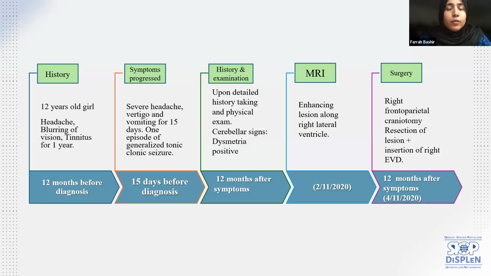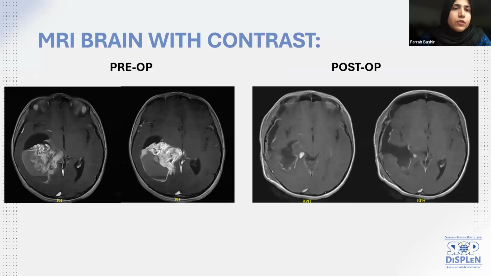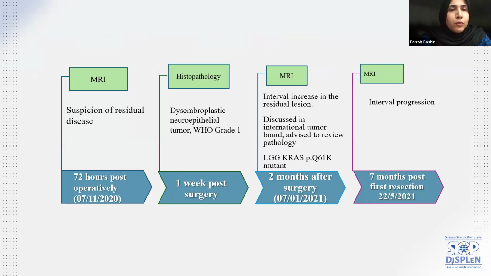We did an MRI on 2nd November 2020 that showed an enhancing lesion along the right lateral ventricle. So we planned a surgery. She underwent right frontoparietal craniotomy, followed by resection of the lesion and insertion of the right EVD. That happened 1 year from the start of the symptoms. The first scan is the preoperative scan, showing a mixed contrast enhancing lesion in the right cerebral region involving the right lateral ventricle. The second one is the post-operative scan, which was done after 72 hours and showed a suspicion of residual disease.